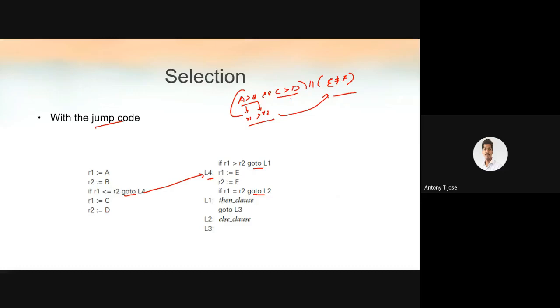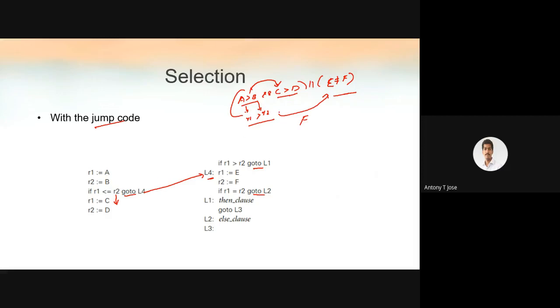If this is false, it will go for E not equal to F. If this is true, what happens? It will check C greater than D. If A greater than B is true and C greater than D is true, then it will directly go to the then clause.